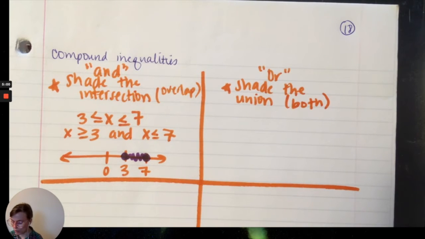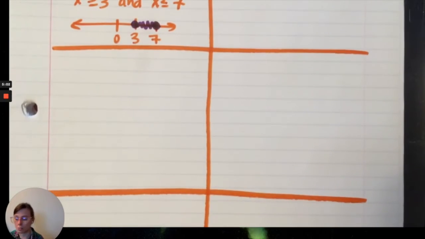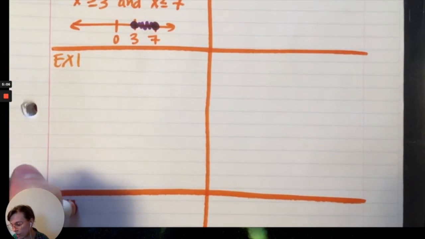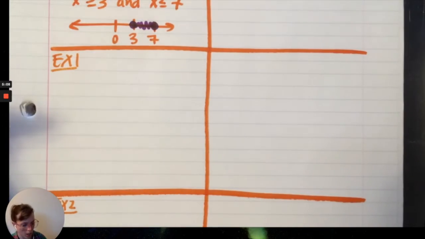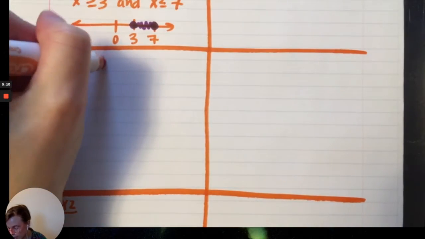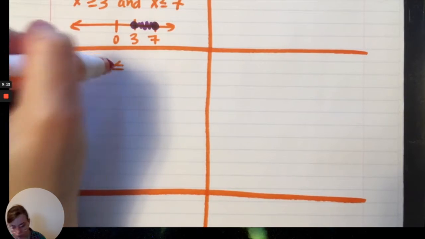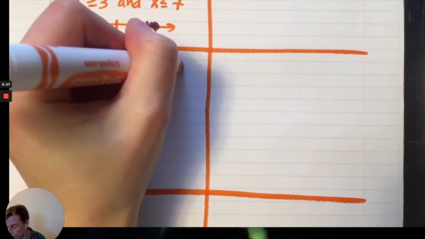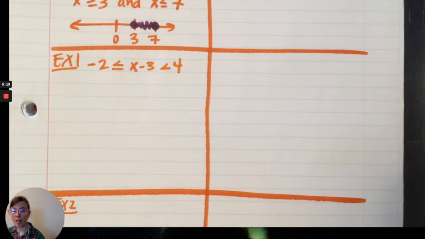Next one. So now we're actually going to solve these and simplify. So example 1, this will be example 2 down here if you want to prep that. Okay. Example 1, negative 2 is less than or equal to x minus 3 less than 4. So we see it all together in 1, which is a possibility. That means I need to solve it as all 1.